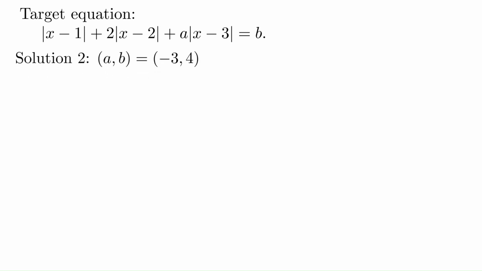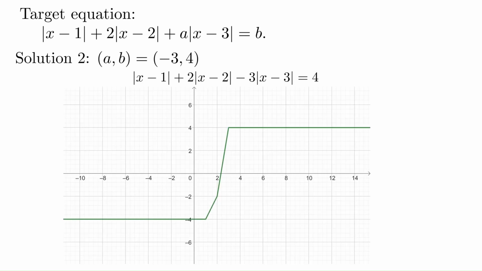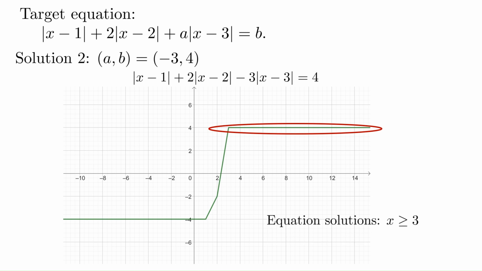The second pair of a and b is a still negative 3, but b is positive 4. The left-hand side is the same, the right-hand side is positive 4. In this case, the left-hand side has a graph exactly the same, but if the right-hand side is 4, the solution of the equation would be all real numbers x greater than or equal to 3.